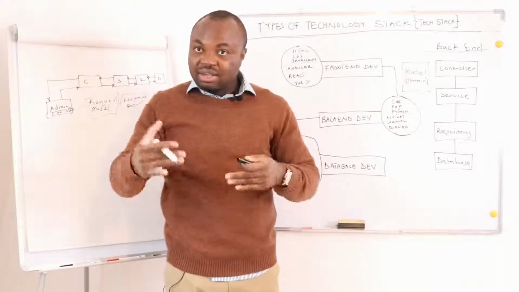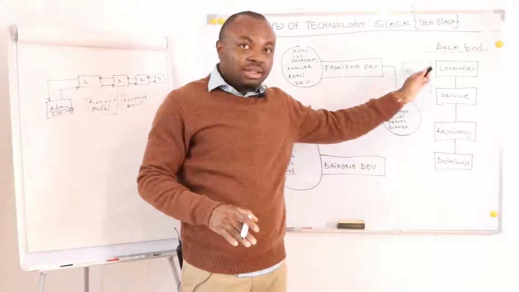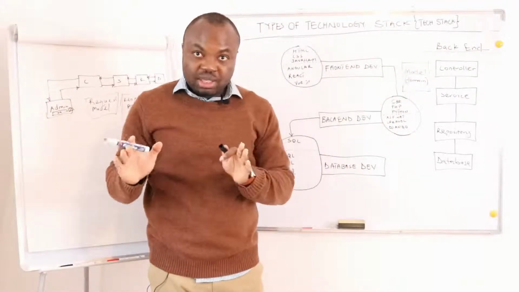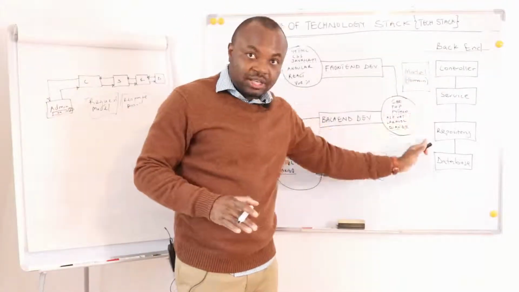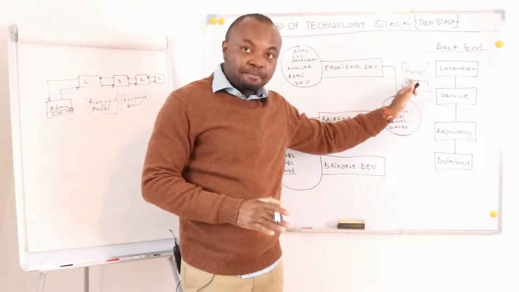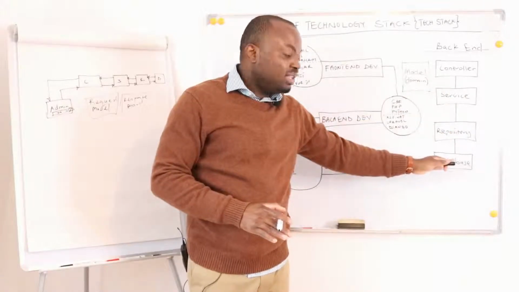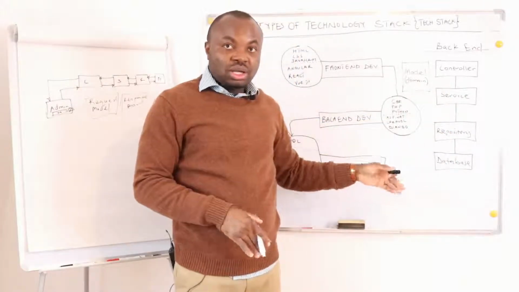So domain-driven design, you can always Google domain-driven design and see what happens. The way you structure your code if you are doing domain-driven design is what I've laid out here. We have the domain model, we have the controller, we have the service, we have the repository, we have the database. This is the structure.